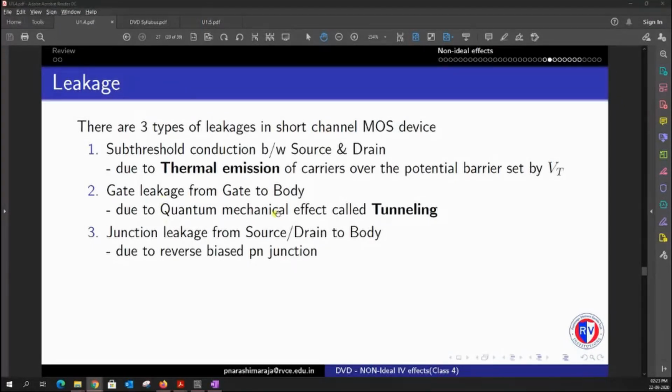So this is basically due to the tunneling effect, which is a quantum mechanical effect that happens for the flow of current through the oxide. Okay. And again, there is one more type of leakage current that flows.